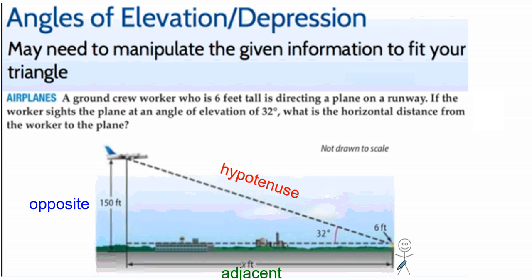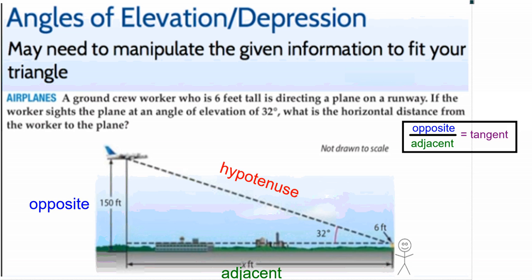So again, here's our ground crew worker. We can see that opposite the ground crew worker is 150 feet. That's the height of the plane above the ground. Our hypotenuse would be the way the plane is going to land on the runway, being directed towards the ground crew worker. And we have our adjacent side. Now, what do we know the most about? Well, we have the opposite length, and the adjacent length is what we're looking for. That's x. So what ratio uses opposite and adjacent? Well, that has to be your tangent ratio.